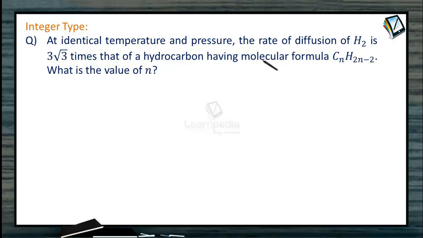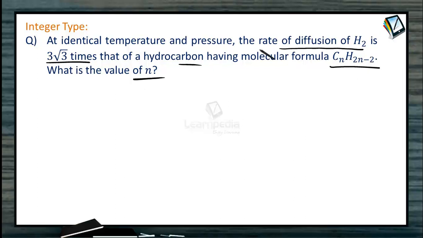This is related to Graham's law of diffusion. At identical temperature and pressure, the rate of diffusion of hydrogen is 3 root 3 times that of a hydrocarbon having molecular formula CnH2n minus 2. And we need to find out the value of n.